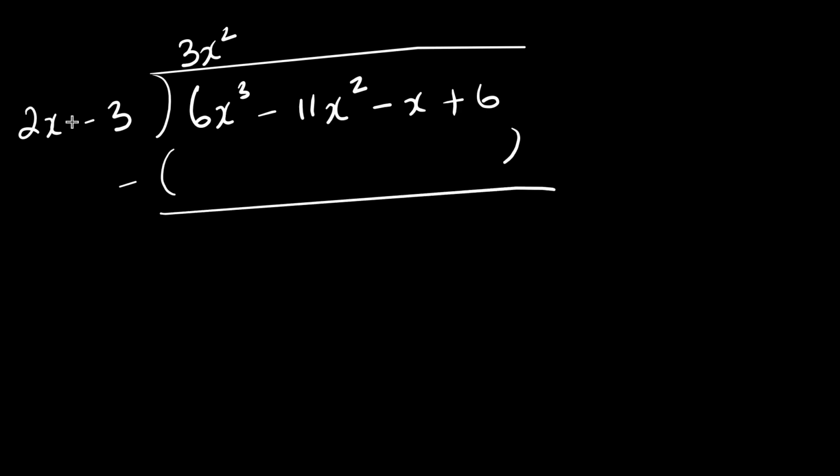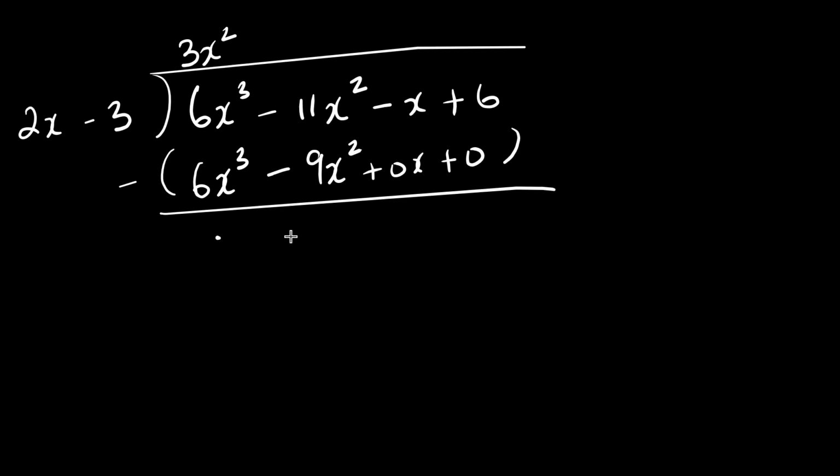That's all it is. It's going to be 2x times 3x squared, which you already know is 6x cubed. Negative 3 times 3x squared, which is going to be negative 9x squared. And then we're going to have our placeholder terms just so that we can subtract in line, right? So 6x cubed minus 6x cubed gives us 0. Negative 11x squared minus negative 9x squared is the same thing as negative 11x squared plus 9x squared. We already know this. When you subtract a negative, you're really adding.